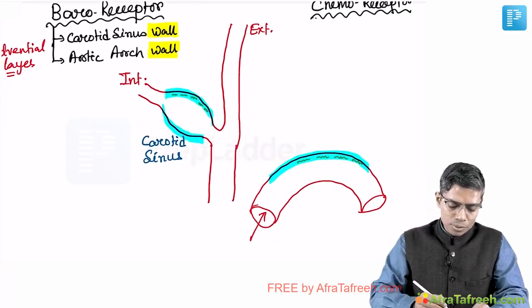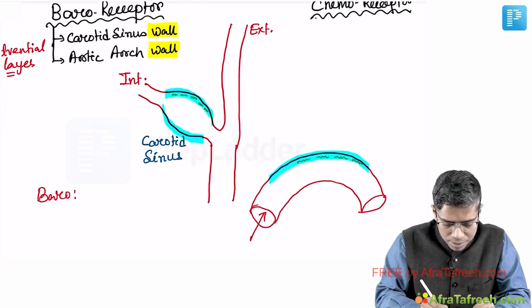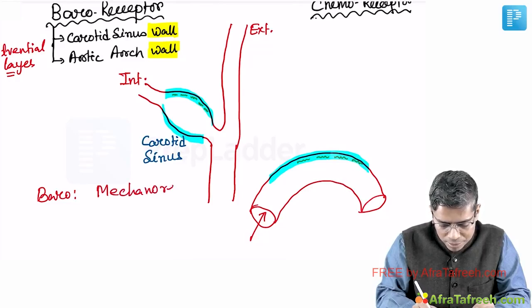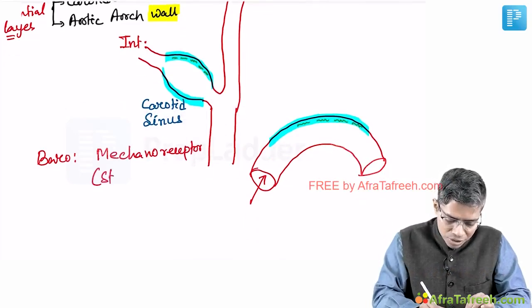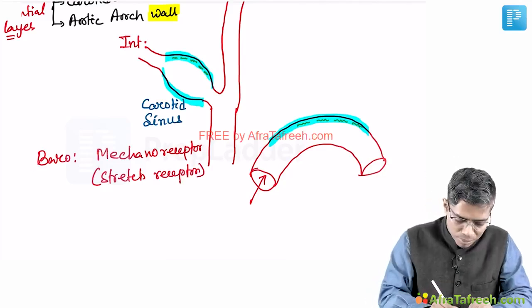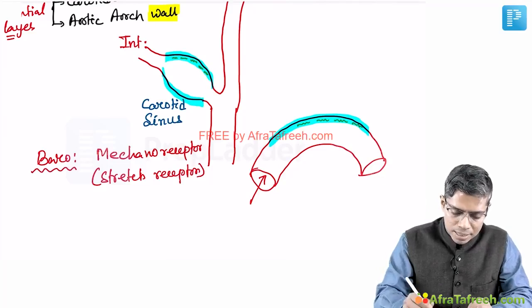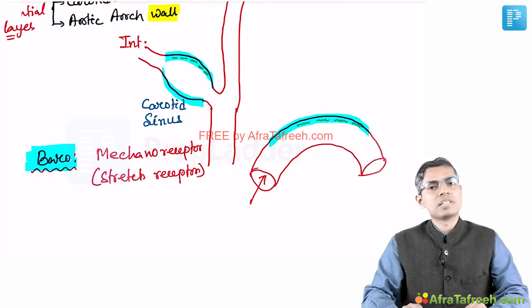Now second, I told you that baroreceptors are which type of receptor? They are mechanoreceptors. What do you mean by that? It means they can detect stretch. So they are basically stretch receptors, right? This thing you also have to remember, that baroreceptors can detect stretch. That's why they are known as mechanoreceptors.